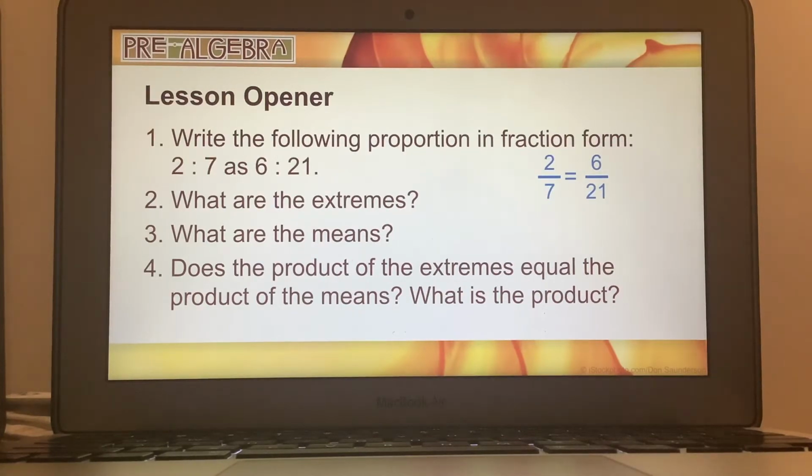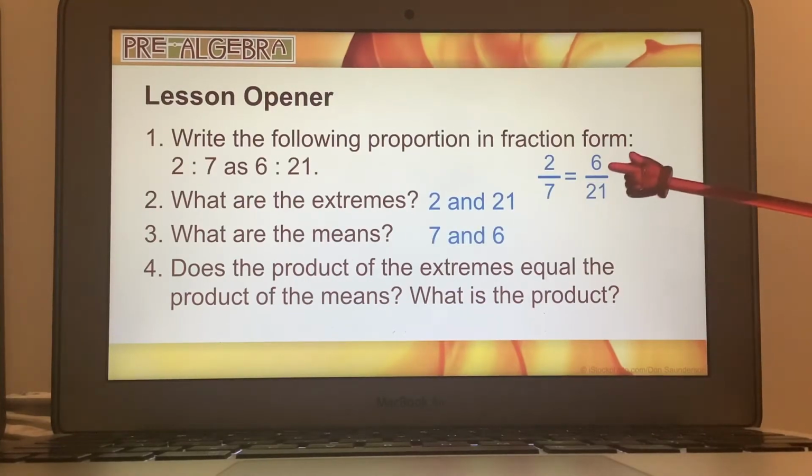What are the extremes? Remember what the extremes mean: the first number and the last number, those are your extremes in this proportion. 2 and 21. Now, what about the means? The means are the two numbers in the middle, in between those two extremes. And what are those two numbers here?